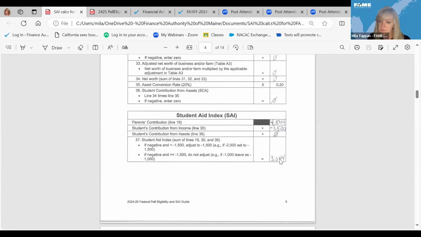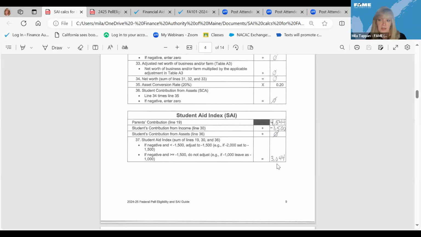So something that's very different with this formula is, first of all, we're having much higher income protection allowance tables, but also the student income is negative. So it is reducing the total SAI.